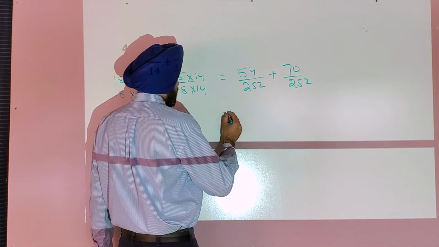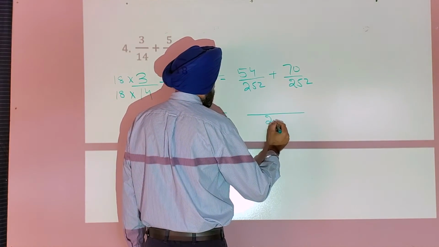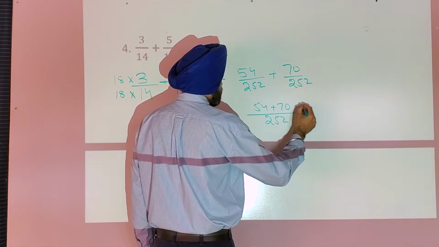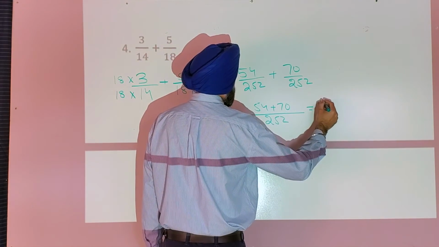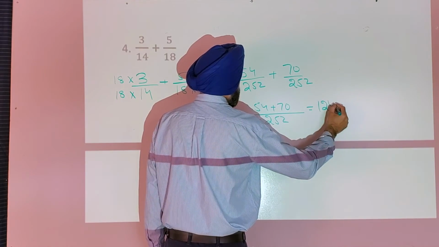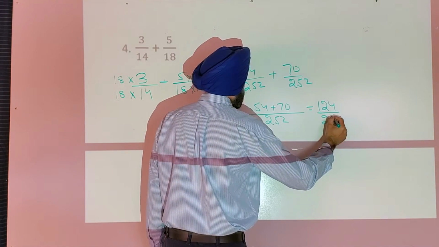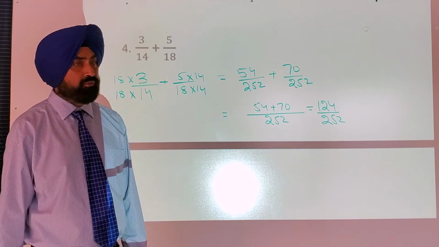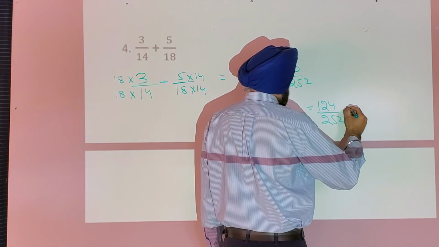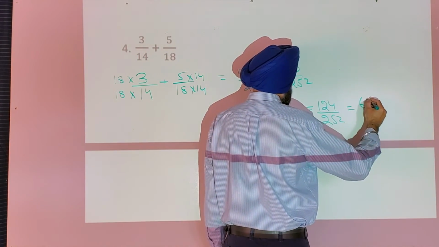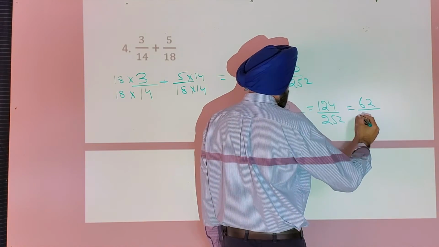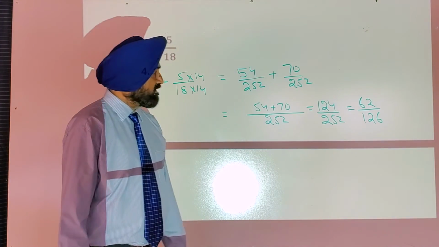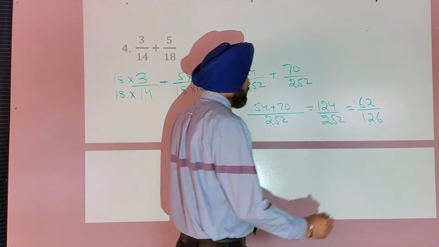Now the denominator is the same, write 252 as it is and add the top numbers. 124 over 252. Now here we can reduce it. Right? So if possible, reduce it. If both can be divided by 2, you get 62 and then 126. Still you can divide both by 2. Right? You can further reduce.